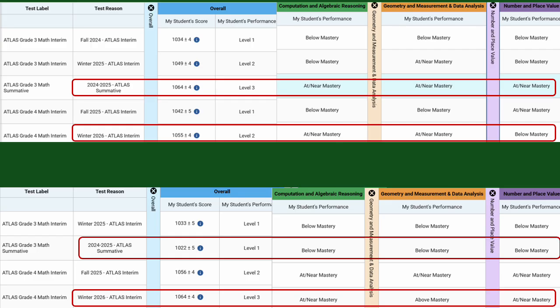But then by the winter interim, not only are they still at or near mastery in two of the three categories, but in geometry and measurement, the student is above mastery. And so I'm wondering, like with each of these students, geometry and measurement seems like something that they have a tendency to do well with some exposure. And it makes me wonder, would this be an area to use to build out their skills, to keep them interested and focused, but to integrate some of the computation and algebraic reasoning and the number and place value so that they stay engaged and interested.